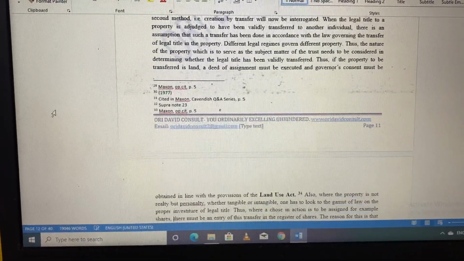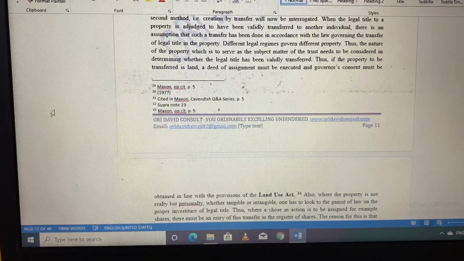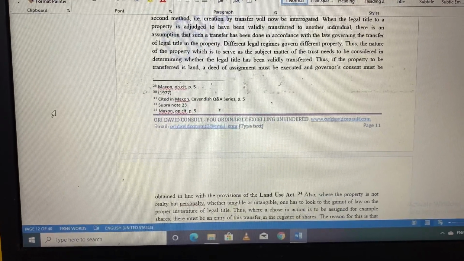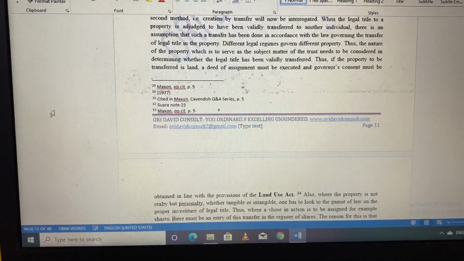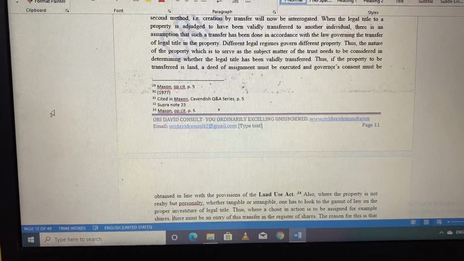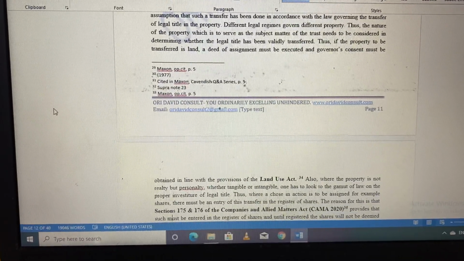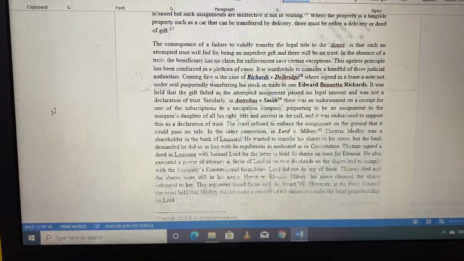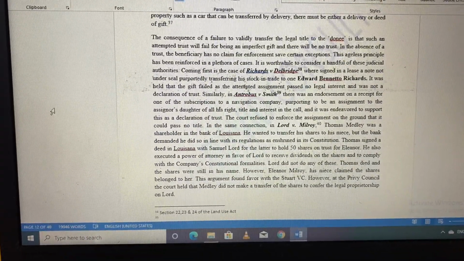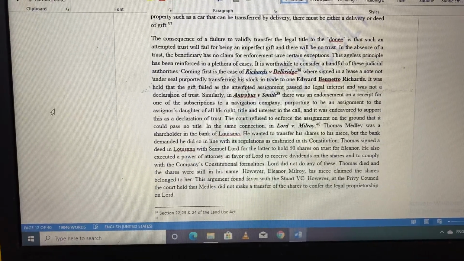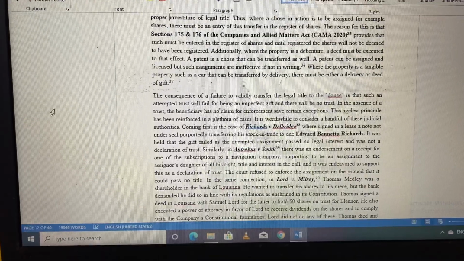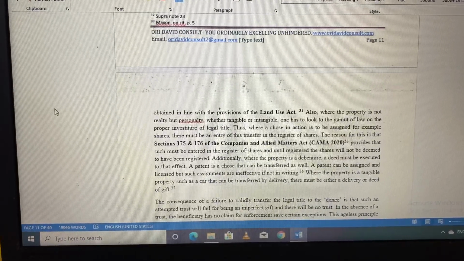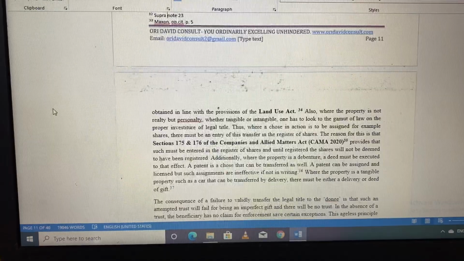So, we have to look at the different types of property that may become the subject matter of a trust and what the law says on them. So you have to interrogate them. For instance, if the property to be transferred is land, then a deed of assignment must be executed, and governor's consent must also be obtained. The reason for this is that the Land Use Act provides for this. The Land Use Act has said, if you want to transfer title, this is the way to transfer title. And if you check sections 22, 23, and 24 of the Land Use Act, a holistic reading of these provisions will produce the legal proposition that there must be governor's consent obtained. Of course, there are certain exceptions to that, but we really do not need to delve into that.